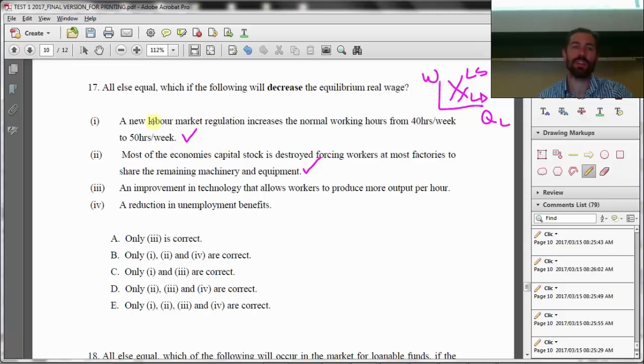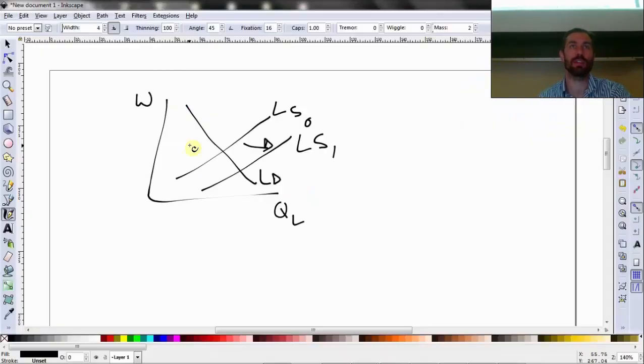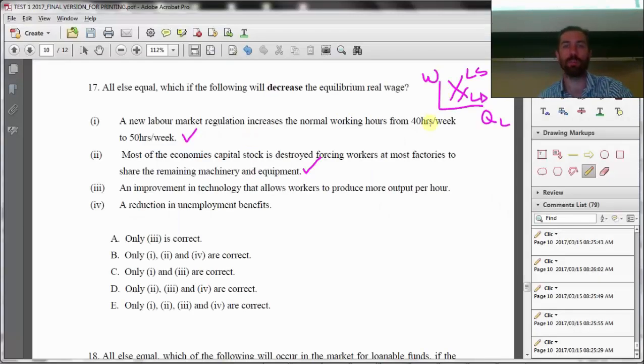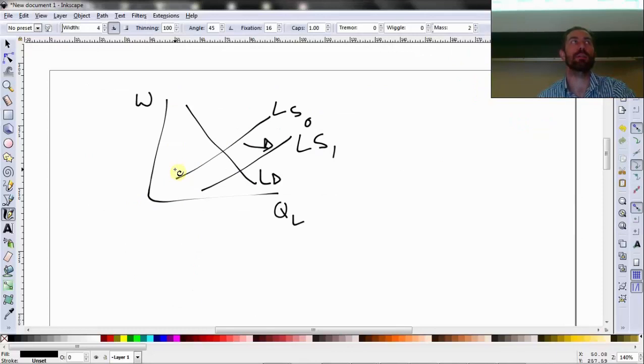So this is a regulation that says that you have to work more hours, right? In other words, well, not that you have to, but that you may work more hours, right? One of the things that limits the amount of labor that can be supplied at any given wage rate is regulation. In other words, if the government says you cannot employ people for more than 20 hours a week, right, at a normal wage rate.